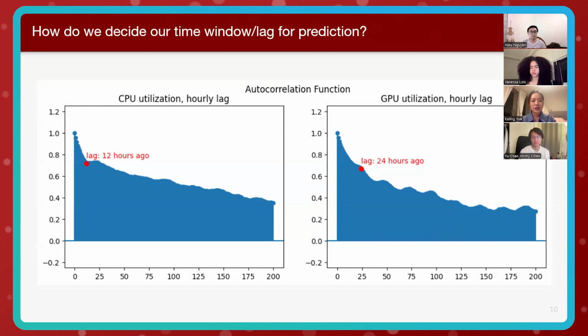So to capture the most predictive patterns between now and the past while preserving the daily seasonality of GPU usage, we set the prediction window to be 24 hours. This means we use GPU usage data from 1 to 24 hours ago to predict usage in the future.